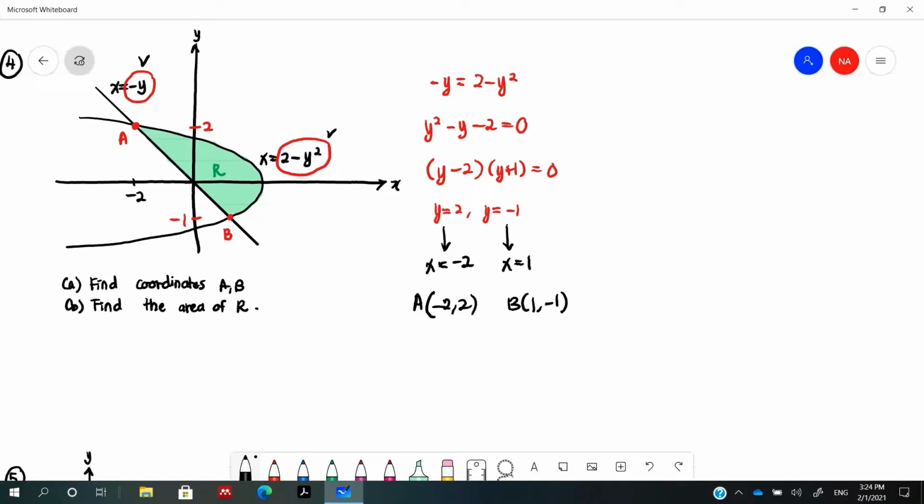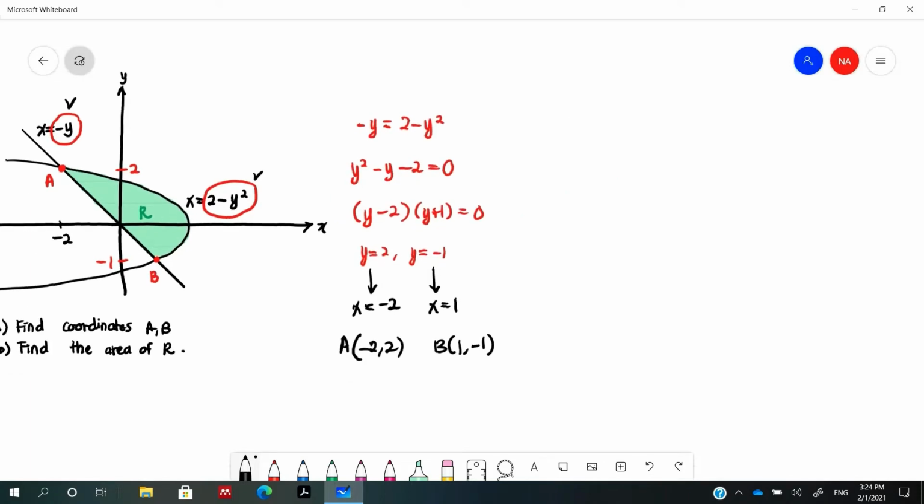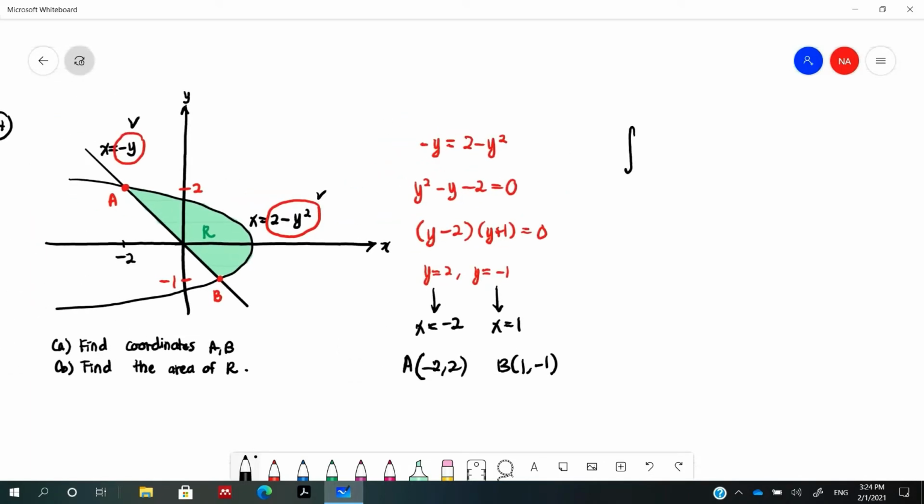Okay, so now what we want to do is find the area for R. So we want to integrate. We know that we now integrate with respect to y.